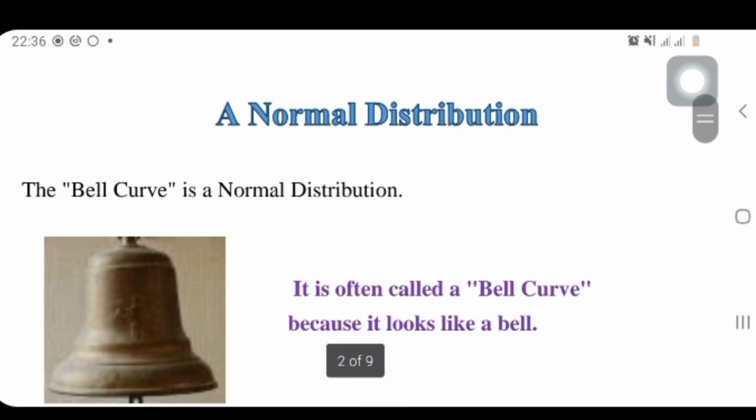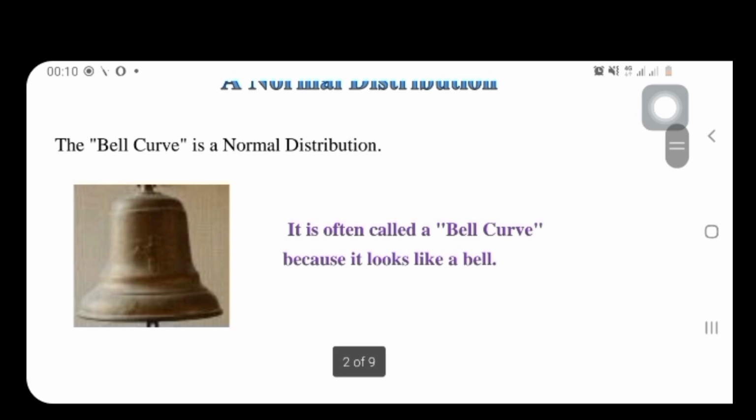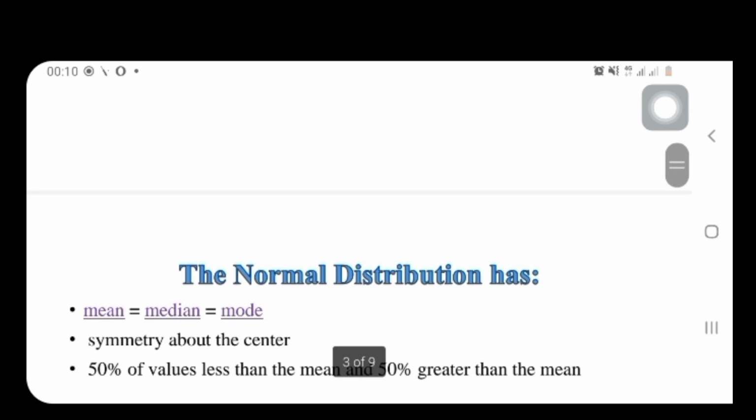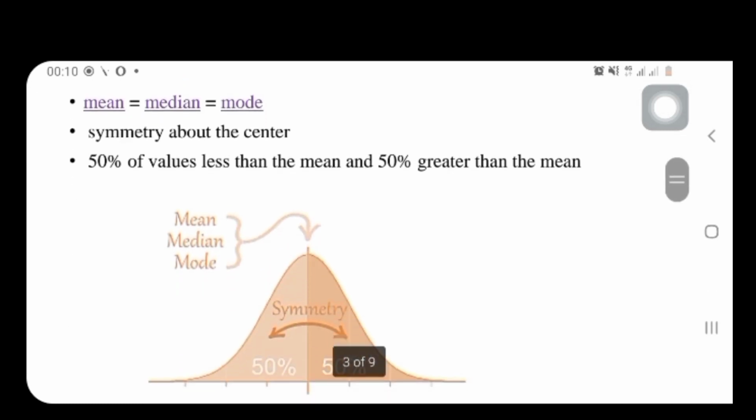A normal distribution, the bell curve, is often called a bell curve because it looks like a bell. Now let's talk about the main components and characteristics of the normal distribution. You can see the mean, median and mode are equal and symmetric about the center. And 50% of values are less than the mean and 50% of values are greater than the mean.